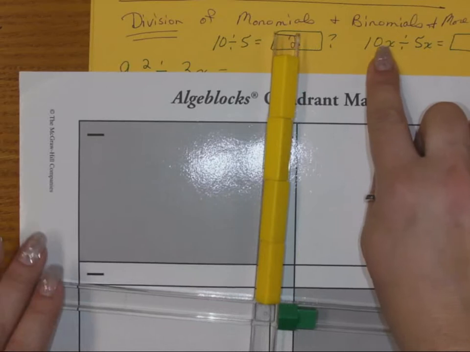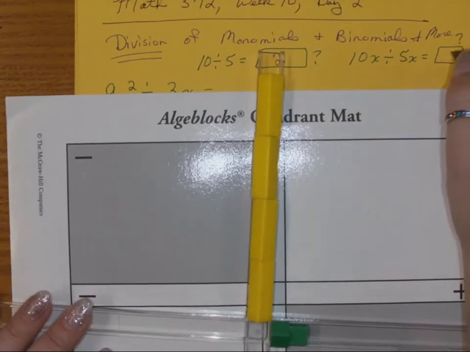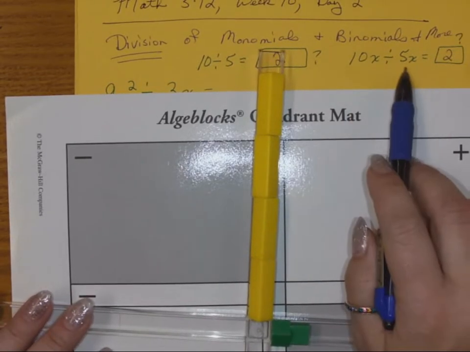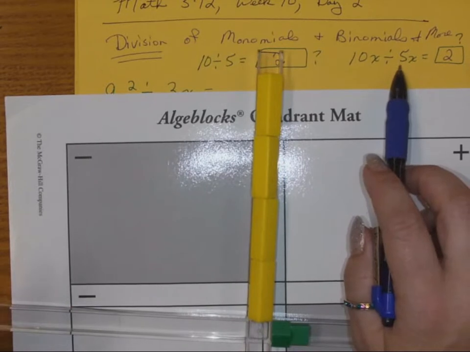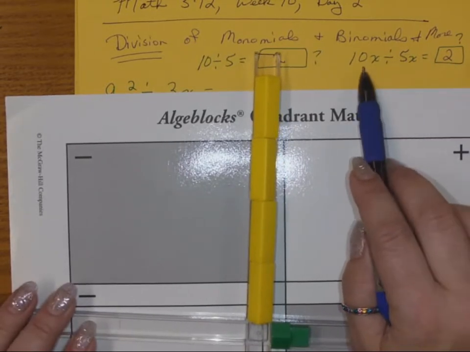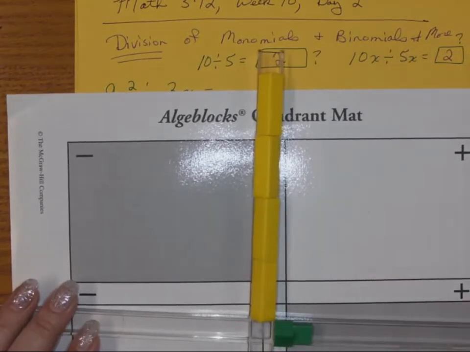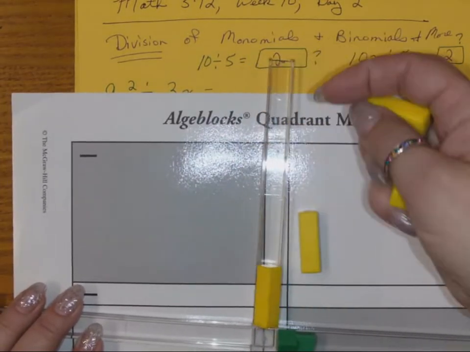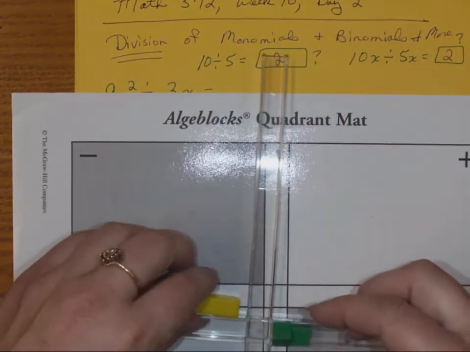So let's double check. Check ourselves. That's a 2, I said. And you can always reverse the process and work backwards, right? 5x times 2 would have been 10x. So yes, indeed, it really does work. All right. So that's the idea we're going to utilize here.